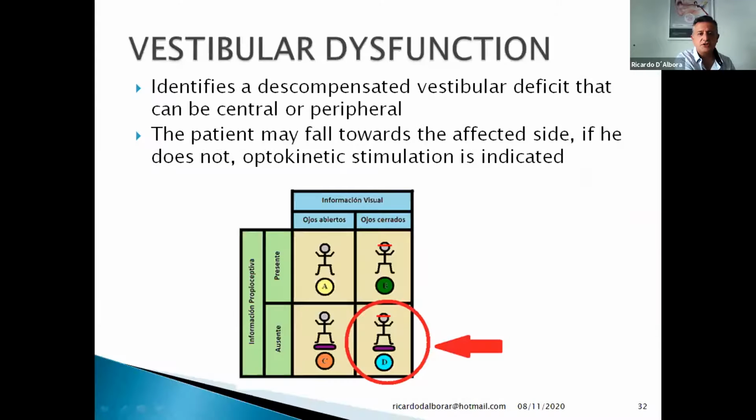Vestibular dysfunction identifies a decompensated vestibular deficit that can be central or peripheral. The posturography can identify central or peripheral. The patient may fall towards the affected side. If not, optokinetic stimulation is indicated.